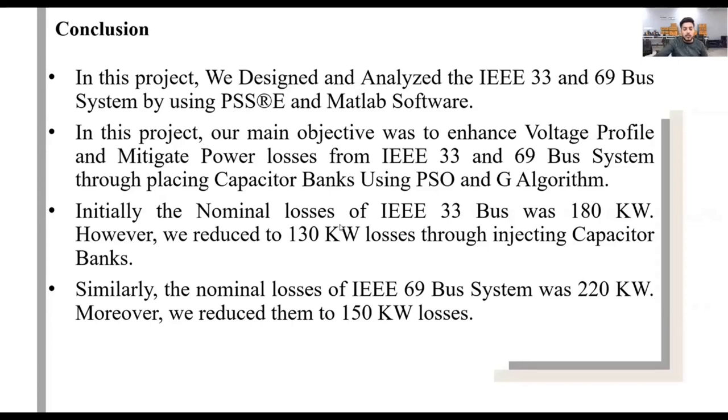Initially, the nominal losses of the IEEE 33 bus system were 180 kilowatts. However, we reduced them to 130 kilowatt losses by injecting capacitor banks. Similarly, the nominal losses of the IEEE 69 bus system were 220 kilowatts. Moreover, we reduced them to 150 kilowatt losses.